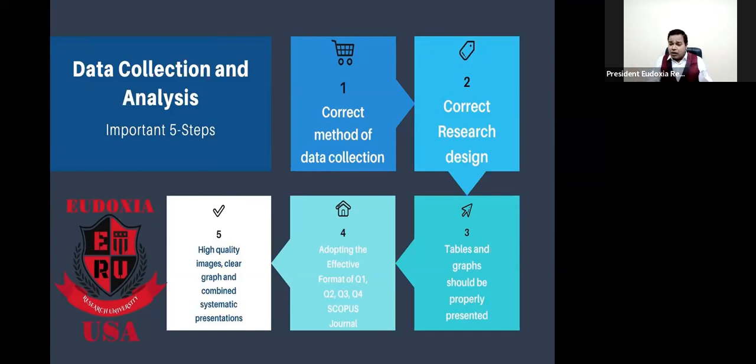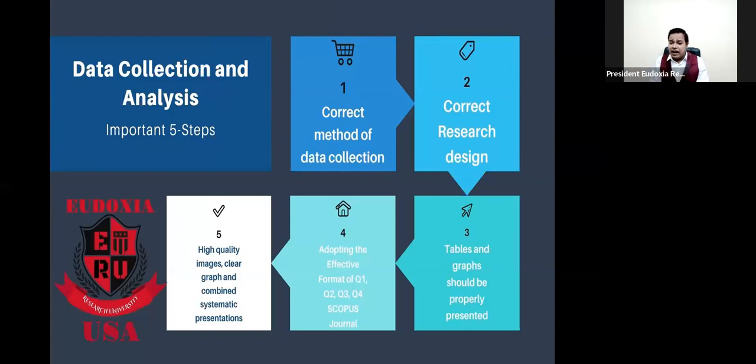Now, number 4, adopting the effective format, either Q1, Q2, Q3, or Q4. You have to understand what the actual quartile is for your paper. It's not that I just want to publish in Q1, the top journal. I have to check whether my work is actually up to the Q1 or Q2 level, by looking at some relevant papers published in that journal.